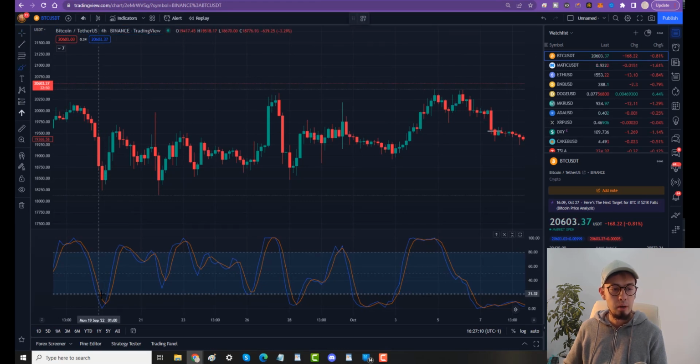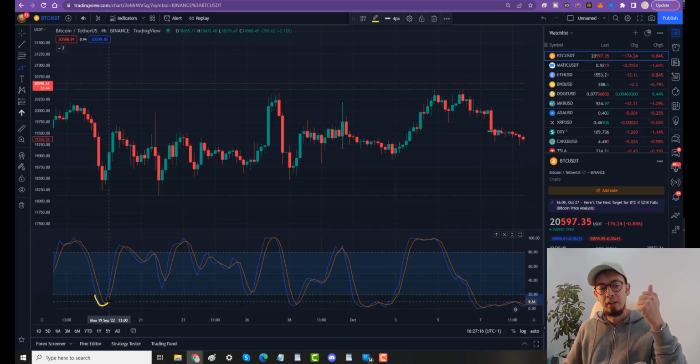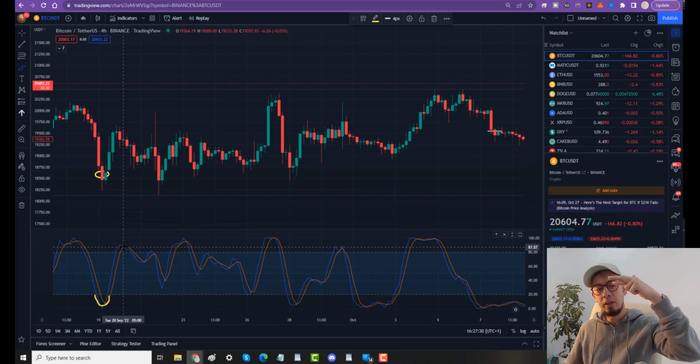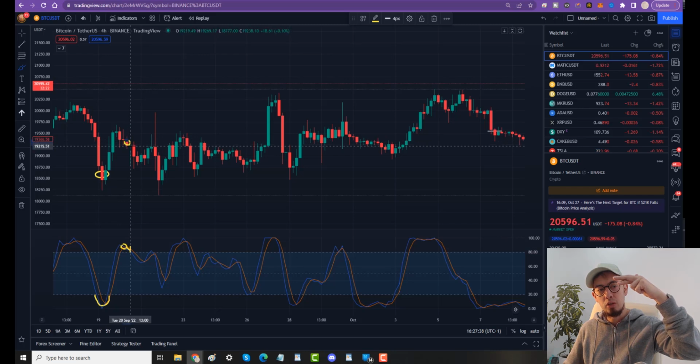So when the breakout below hits this line, we wait until it breaks back into this zone again. And when that happens, this is a great time to place a buy trade. Then again, we can see that it breaks above the 80 line. And whenever we see the RSI and signal K line crossover, it tends to go down. And whenever it hits this point, this would be great for our sell positions.